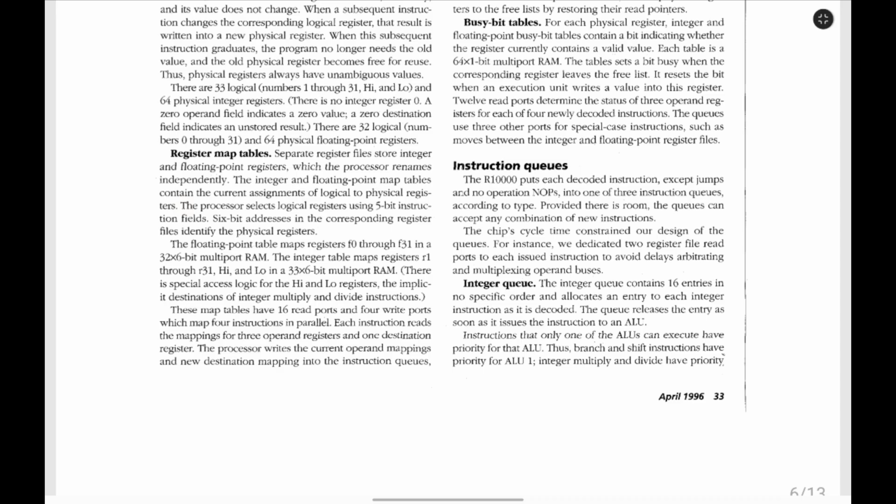The floating point table maps registers F0 through F31 in a 32 times 6-bit multi-port RAM. The integer table maps registers R1 through R31, high and low, in a 33 times 6-bit multi-port RAM. There is special access logic for the high and low registers, the implicit destination of integer multiply and divide instructions.